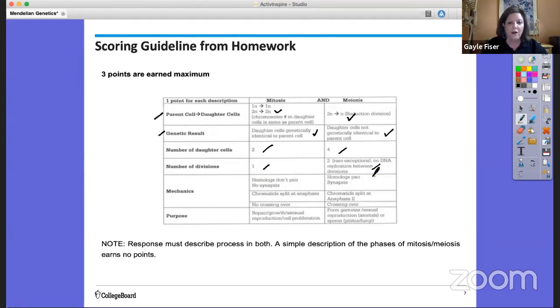Homologs don't pair, homologs pair; no synapsis, synapsis; chromatids split at anaphase, chromatids split at anaphase 2; no crossing over, crossing over. Or maybe you talked about the purpose: repair, growth, asexual reproduction, or meiosis forming gametes. But whatever you did, you had to describe the process in both. If you said something about mitosis, you had to say something about meiosis, okay? If you had just gone into a description of prophase and metaphase and anaphase and telophase, that would not have earned any points.